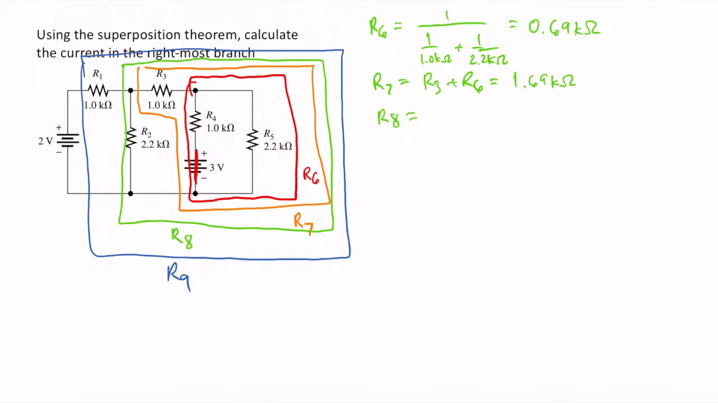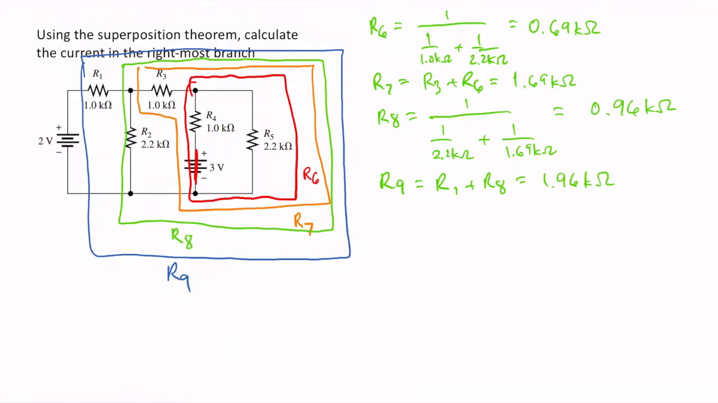Now R8 is the equivalent parallel resistance of R2 and R7. So that's 1 over 1 over 2.2 kilo ohms plus 1 over 1.69 kilo ohms. This gives us 0.96 kilo ohms. And then R9 is nothing but R1 plus R8. Okay, so that's 1.96 kilo ohms. R9 is the equivalent resistance of the whole network of resistors.